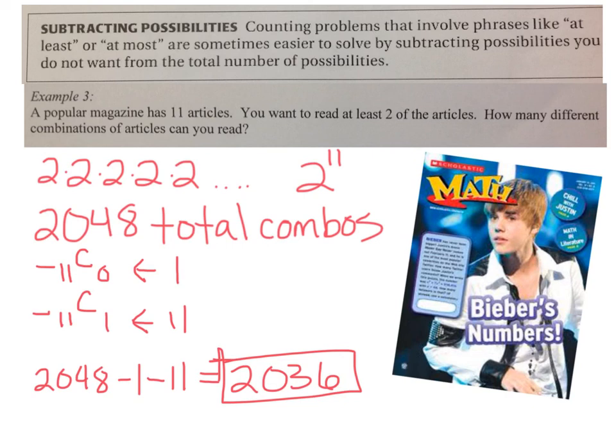So when you were putting this in your notes, your little key word or phrase that I'm going to ask you about is who's on the cover of Math Magazine, and you're going to tell me it's Justin Bieber.